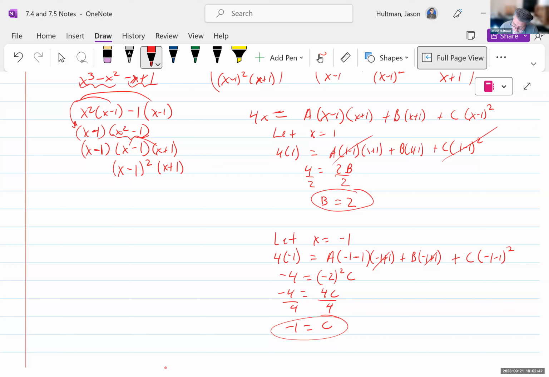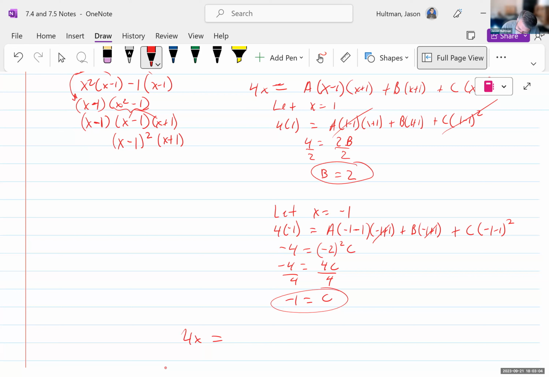Okay, a, there really isn't anything we can do to cancel out and just get a. But I already know what B and C are. So I'm going to use my algebraic superpowers. And I'm going to say, well, I have A times x minus 1 times x plus 1. Okay, plus I do know what B is. B is 2 times x plus 1. And then plus C, which is negative 1 times x minus 1 squared.